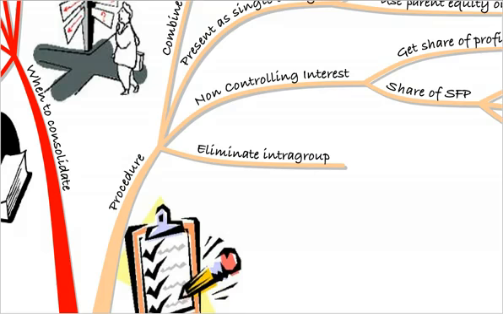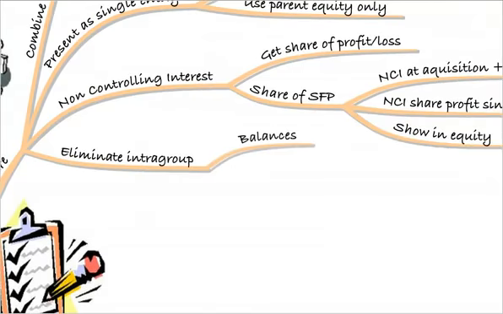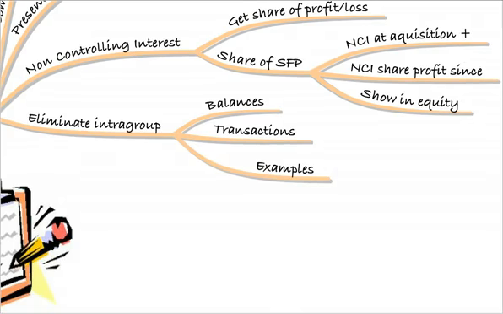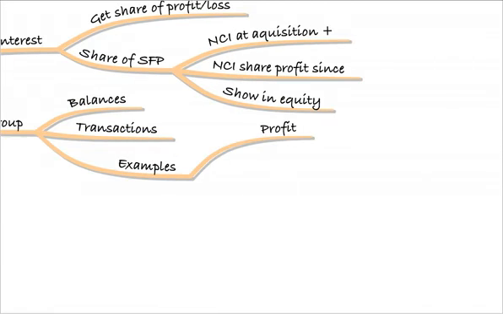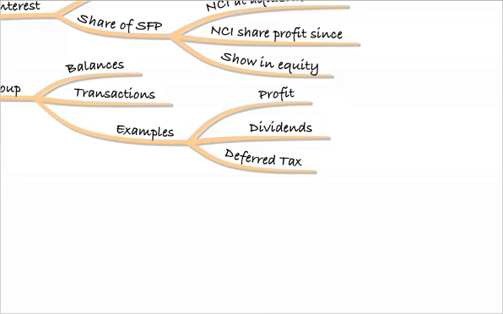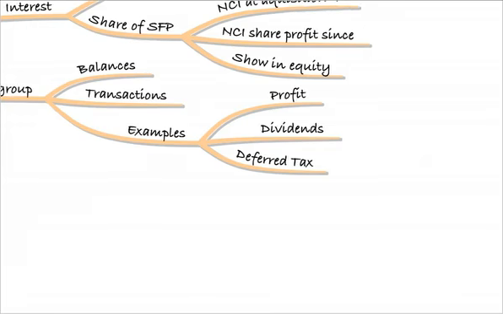We need to eliminate intragroup balances. We need to eliminate intragroup transactions because we're only interested in that group's dealings with outside entities. Dealings between each other, between the parent and subsidiary, we're not interested. So we need to take those out. For example, we need to remove intragroup profit, we need to remove intragroup dividends, and we need to remove deferred tax, or that will have an implication on deferred tax.